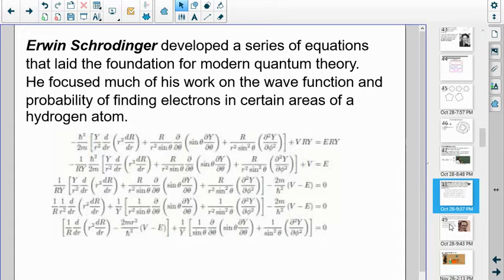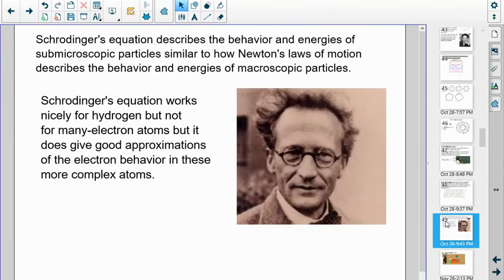So we went from picturing where that electron is to now it's all about probability. It's where is it most likely to be. Schrodinger's equations describe the behaviors at the sub-microscopic, again at the atomic level, just like Newton's laws did for macroscopic particles. Again, forces like gravity are really important with big massive particles, but they're not important when we're talking about those sub-microscopic particles. And that's the big difference with the forces that are at play and which ones are most important.